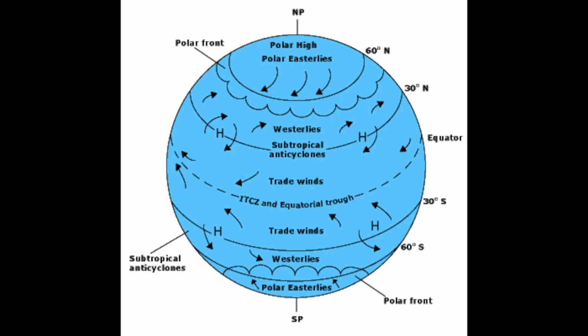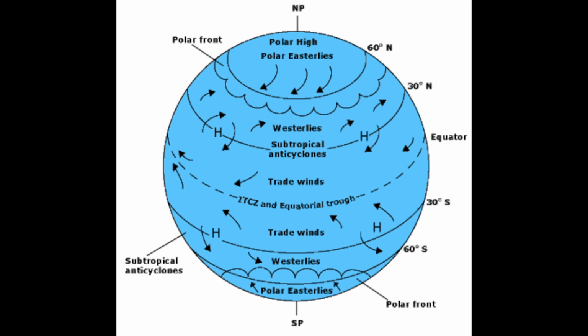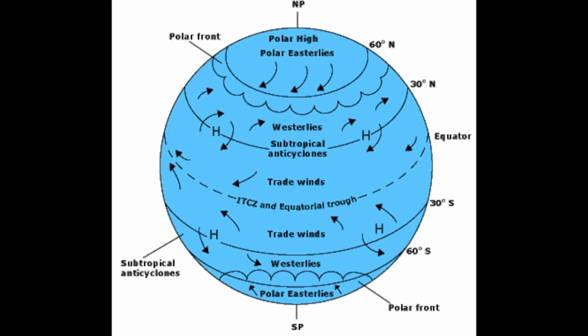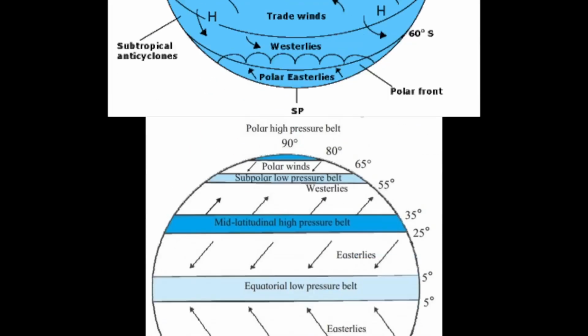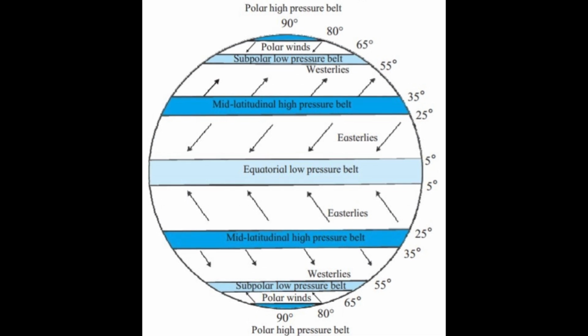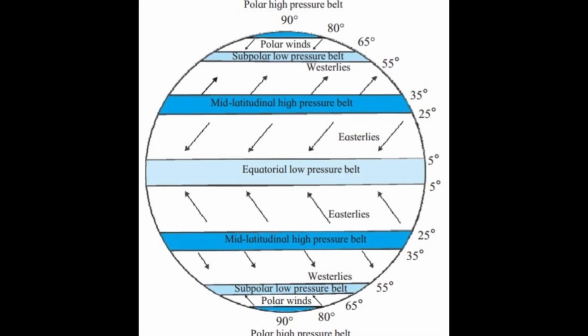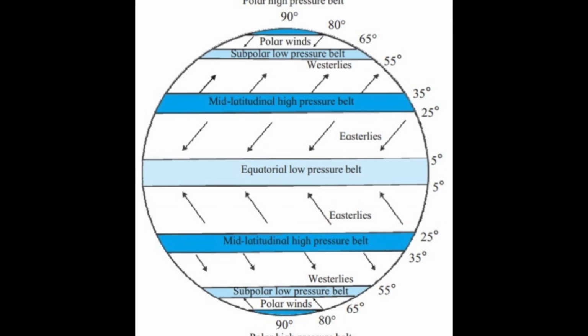The prevailing easterly winds blow out of these caps of high pressure to the subpolar low pressure systems. In the northern hemisphere, these easterly winds are deflected to the right of their original path and become polar northeasterlies, while in the southern hemisphere, the polar winds blow as southeasterlies.